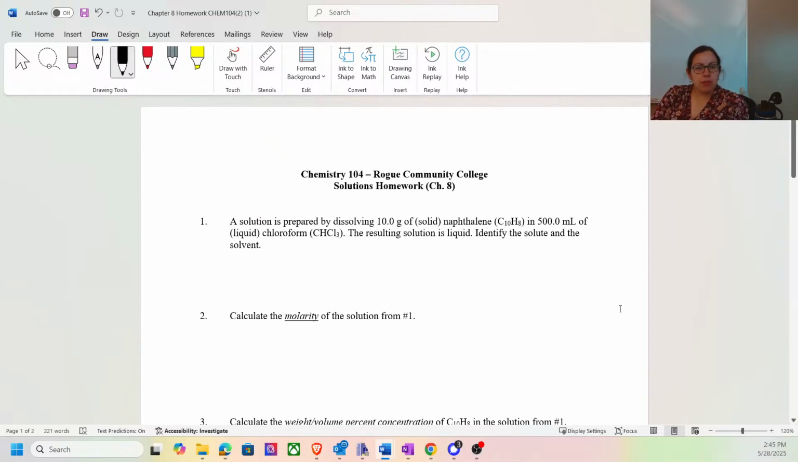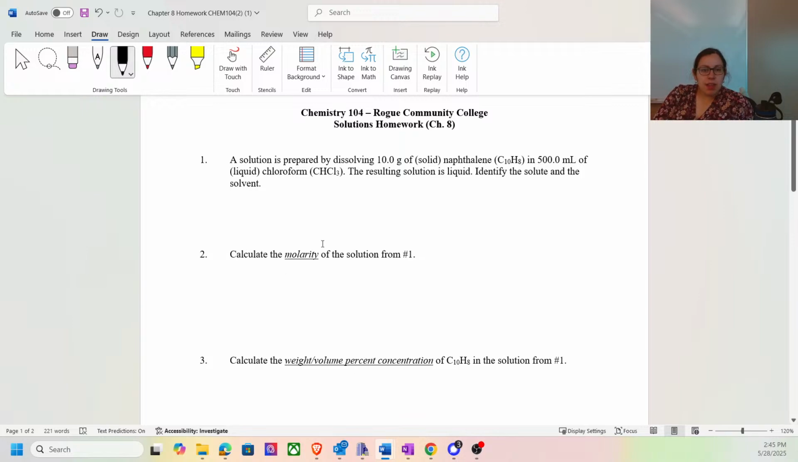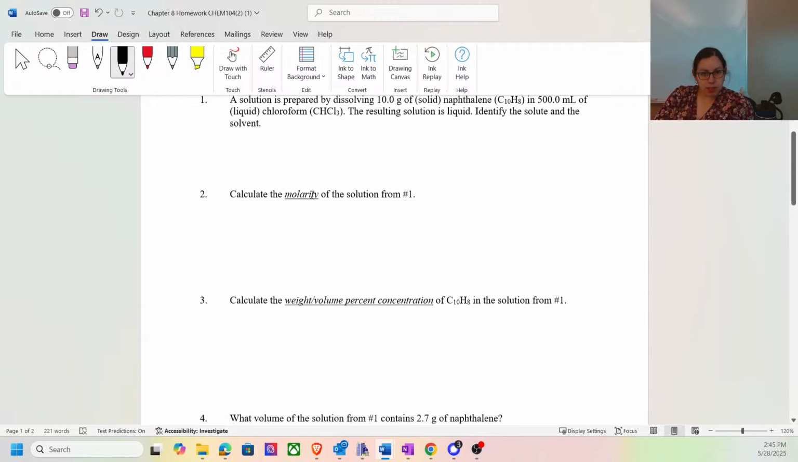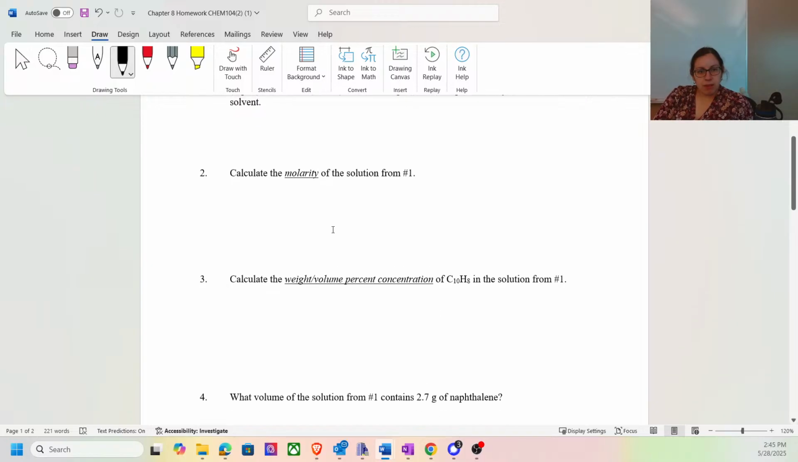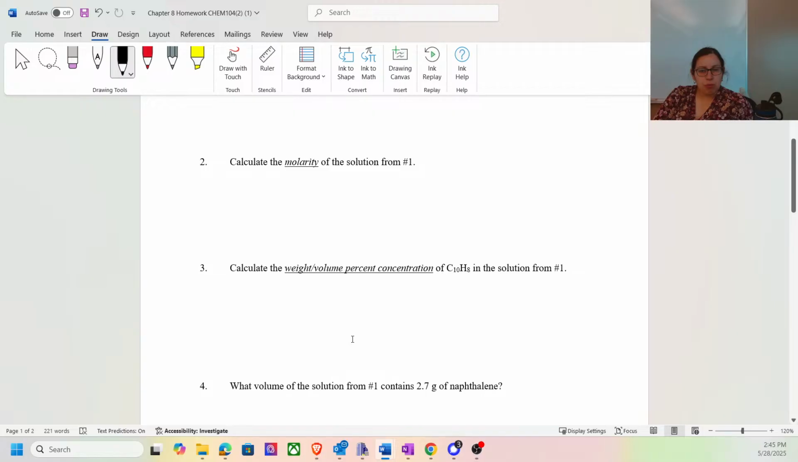So we could kind of in these last few minutes, kind of look at 1 and 2. So 1 is pretty easy. So obviously we have our naphthalene dissolved in our chloroform. So liquid chloroform is of course not only a liquid, but is the major component. So then it's the solvent. And so then see if maybe in the last few minutes we can try to do 2, 3, and maybe 4 there.